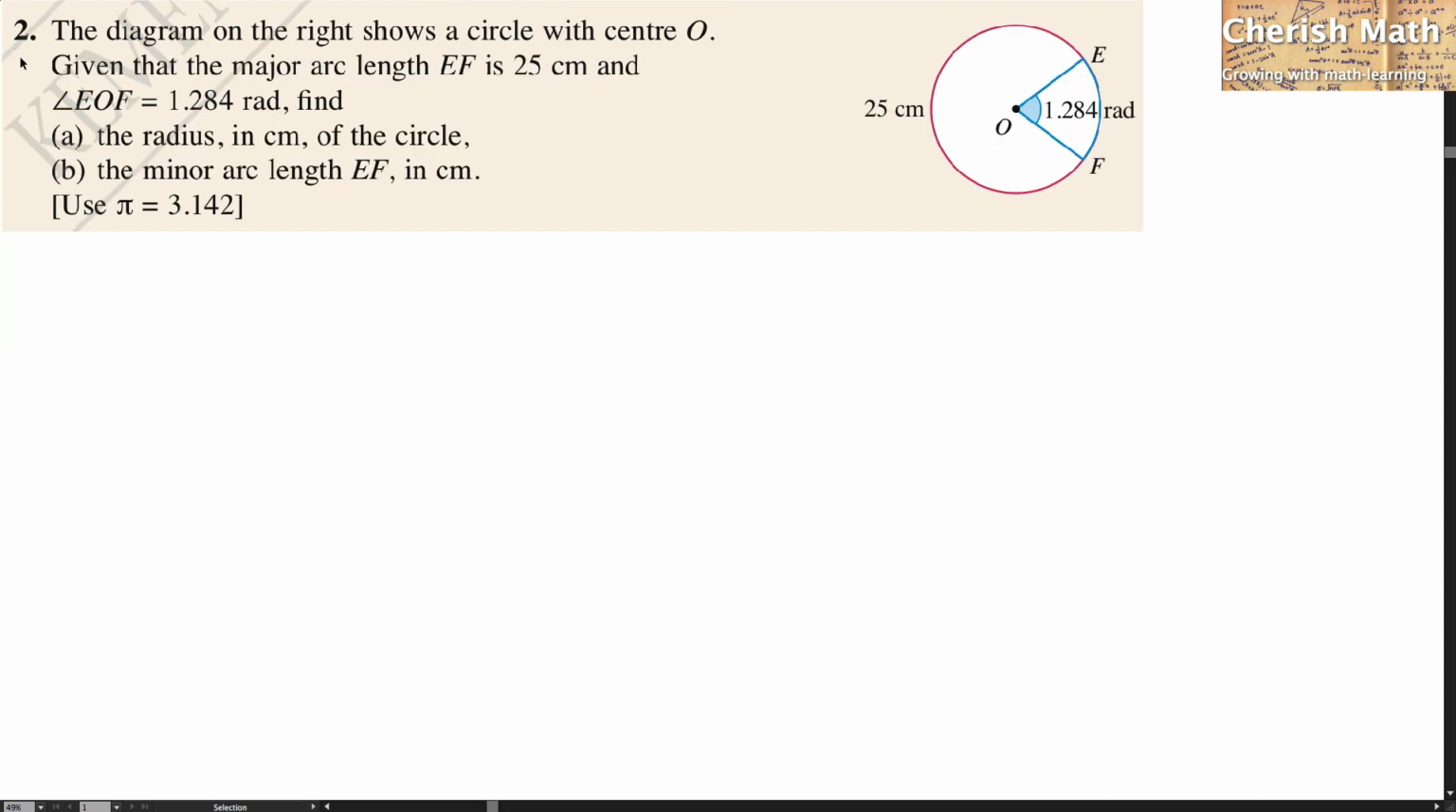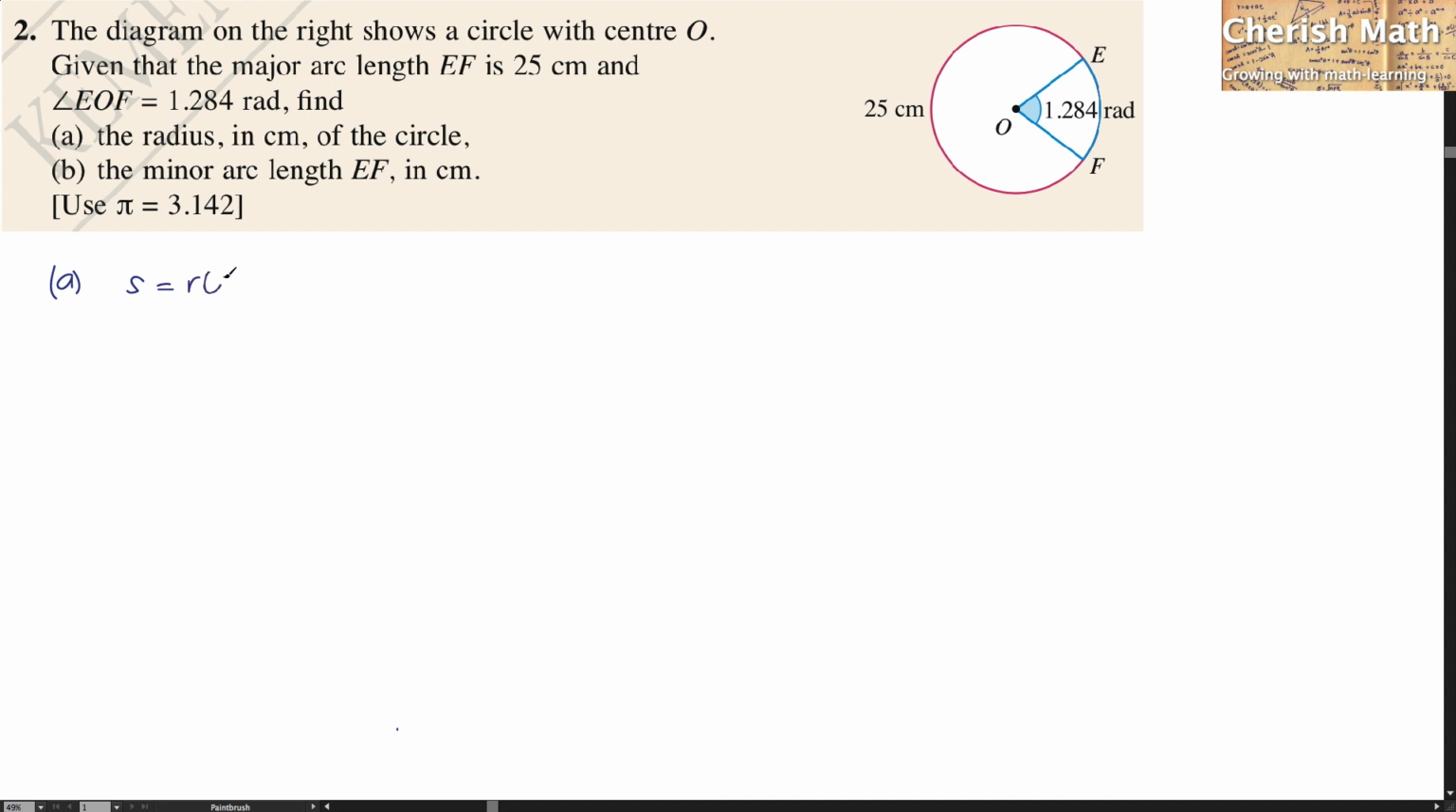Question number 2. The diagram on the right shows a circle with center O. Given that the major arc length EF is 25 cm and the angle EOF is equal to 1.284 radians, find A, the radius in centimeters of the circle, and B, the minor arc length EF in cm. Use pi equal to 3.142.